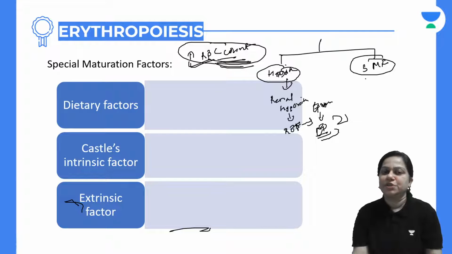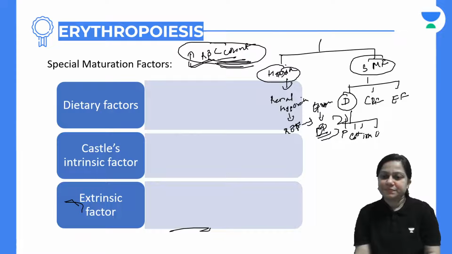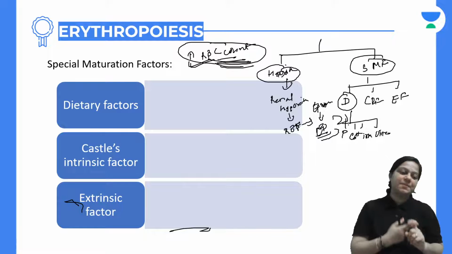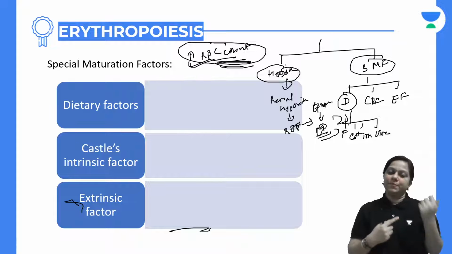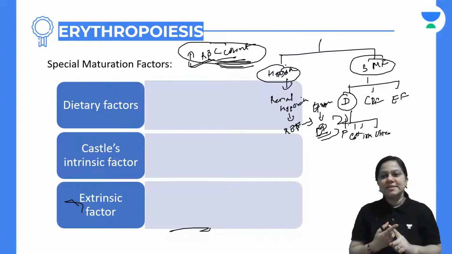Then the special maturation factor. Here there are three parts: dietary factors, Castle's intrinsic factor, and extrinsic factor. For dietary factors, you can write that protein, calcium, iron, and vitamin C are all needed. Protein is important for the polypeptide chain synthesis of hemoglobin. Calcium is needed.